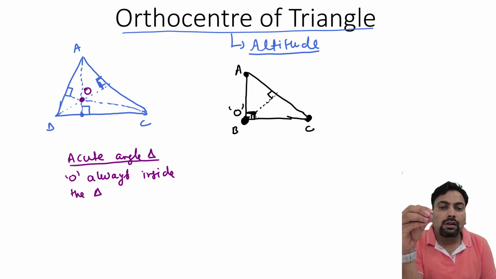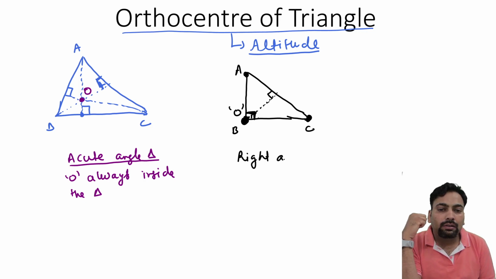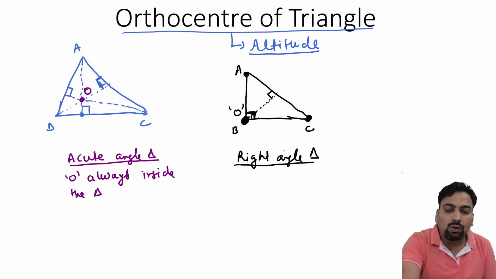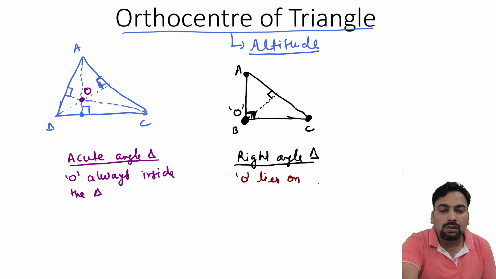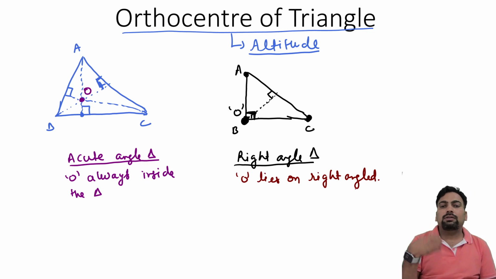Which is your right angle. So in a right angle triangle, where does the O point lie? The orthocenter lies on the right angled vertex.